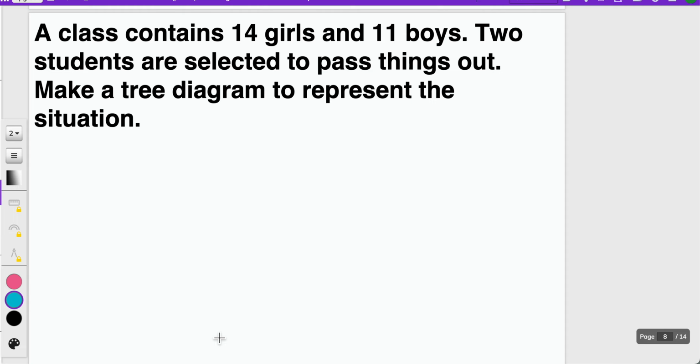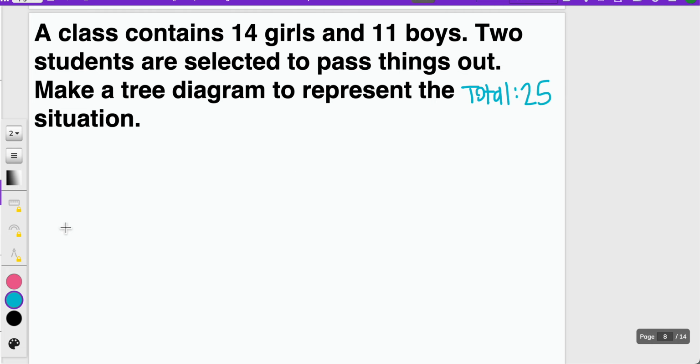Next up, a class contains 14 girls and 11 boys. 2 students are selected to pass things out. So very similar to what we did with black and white socks, make a tree diagram to represent. The first thing we want to make sure of is we need to know our total, which is 14 girls plus 11 boys. So that's going to be 25 students.